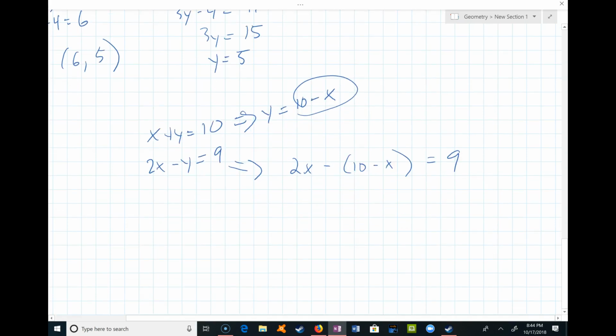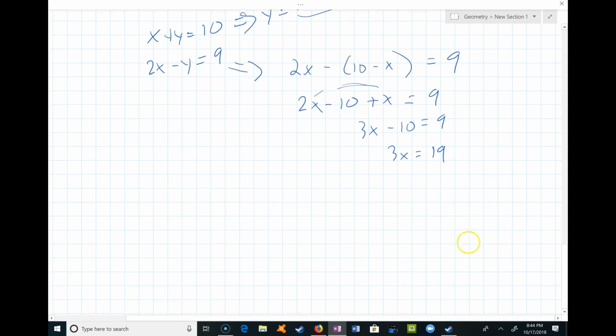Then I'm going to have to distribute that negative there. So that'd be 2x minus 10 plus x is equal to 9. I combine the 2x and the x. So that'd be 3x minus 10 is equal to 9. And therefore 3x is equal to 19, because I added 10 to both sides. And x is equal to 19 thirds.